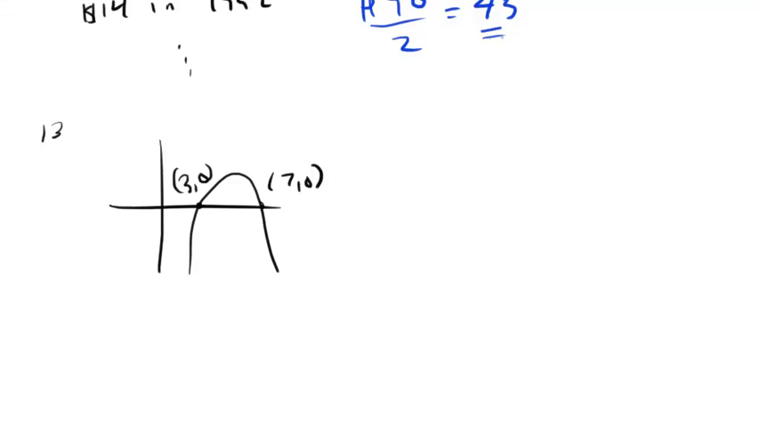Okay, so that means we're looking for the x-coordinate of this maximum point. This is the highest point, the highest y value of this graph. So we're looking for the x-coordinate that corresponds to this. Well, there's one thing that we have to remember about quadratics, which is that they're symmetrical. Whatever happens on this side happens on this side. So this is what I mean.